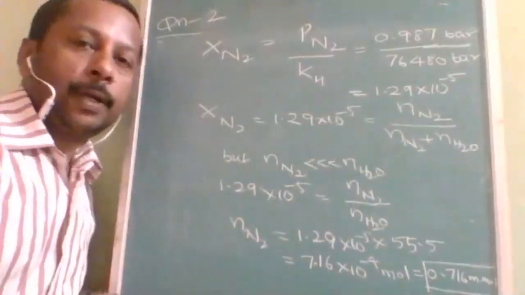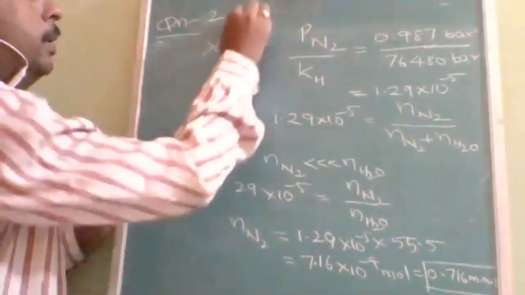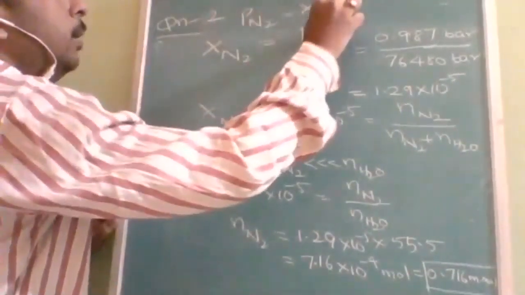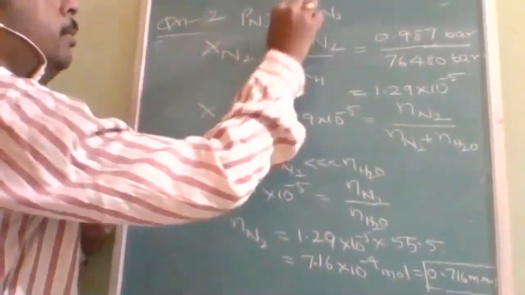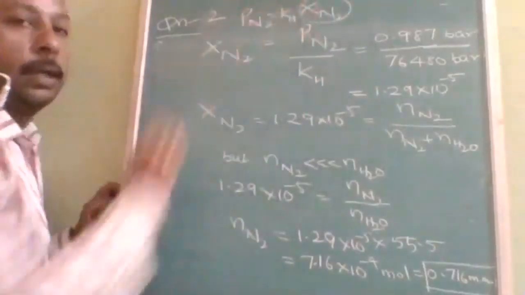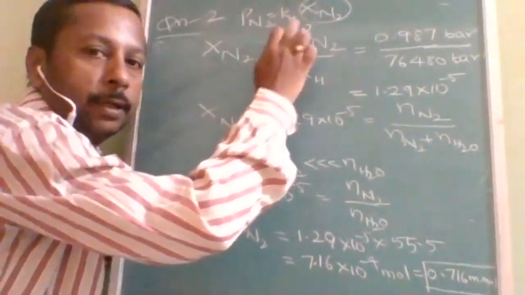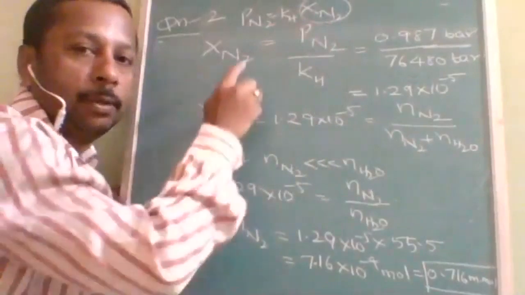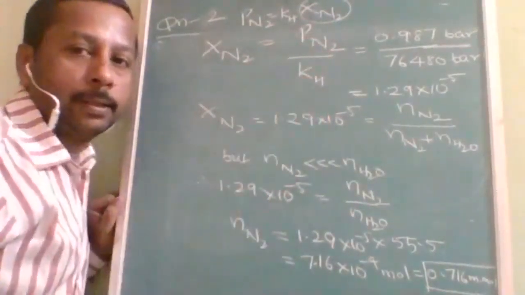Okay, so according to Henry's law, what is Henry's law? According to the statement of Henry's law, P N2 is equal to X N2 into KH. But I require here the mole fraction of N2. KH is given, P N2 is given, X N2 I have to find out. So X N2 is equal to the partial pressure of N2 divided by KH.